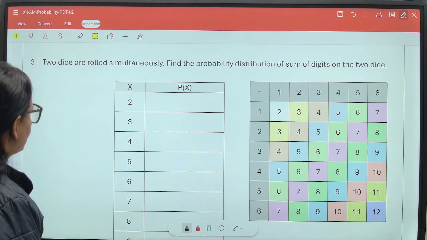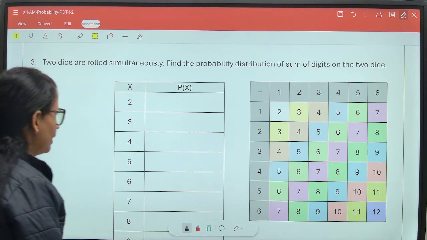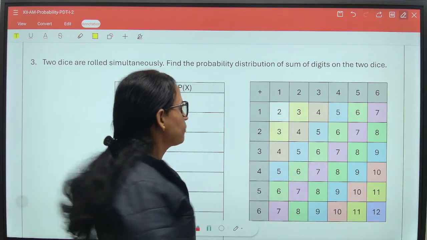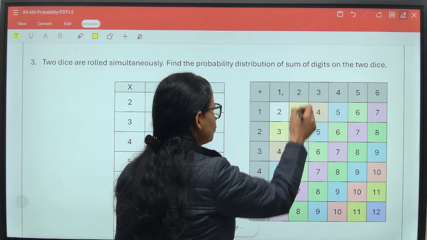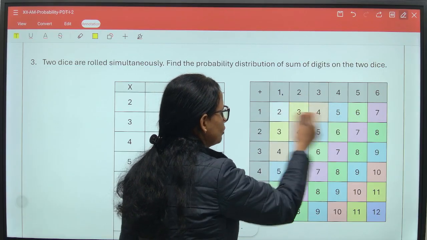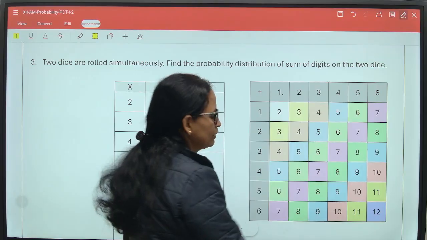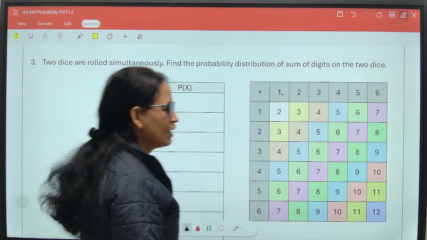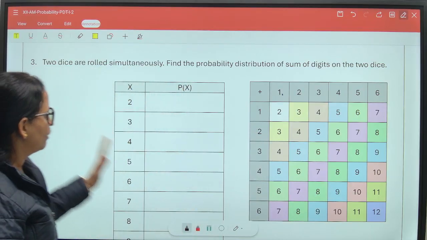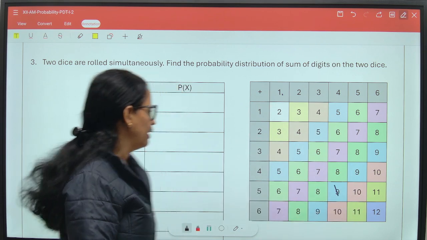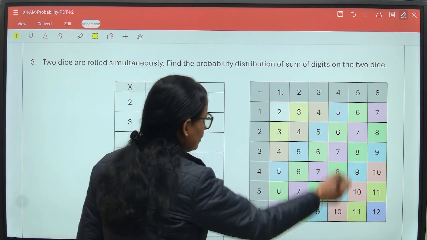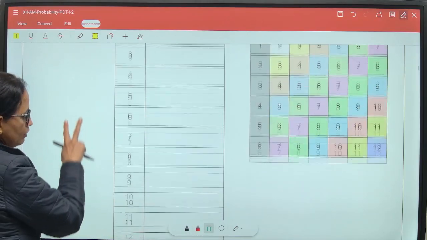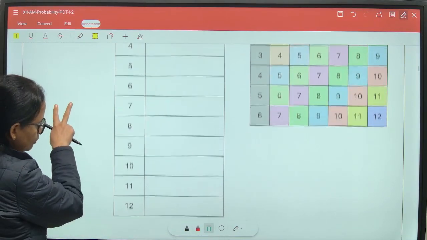Find the probability distribution of the sum of digits on the 2 dice. Now here the sum of digits is already shown in this grid, as you can see. 1 plus 1 is 2, 1 plus 2 is 3, 1 plus 3 is 4, 1 plus 4 is 5. So likewise the grid is already filled with the sum of possible values. So these are all the possible values. So that means a random variable x can hold any of these possible values from this sample space that has been created here. So in this table the values of x are already listed from 2 till 12.